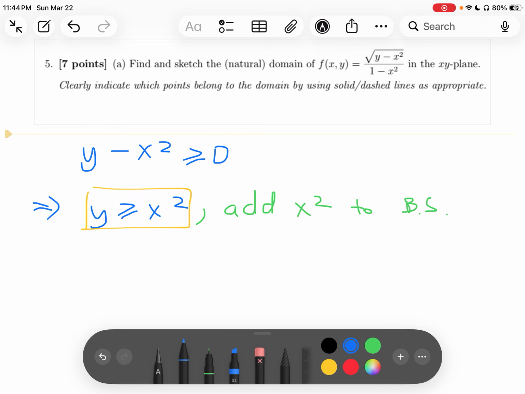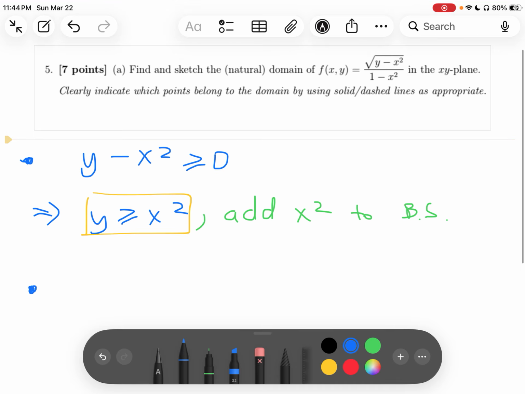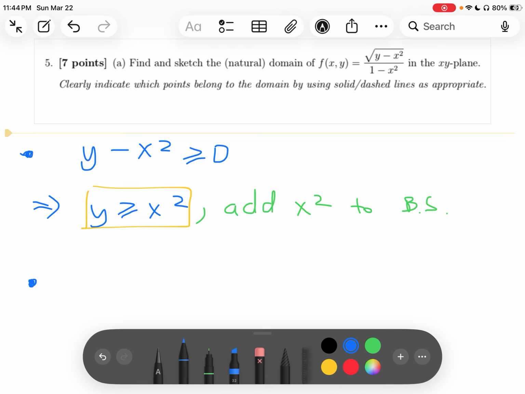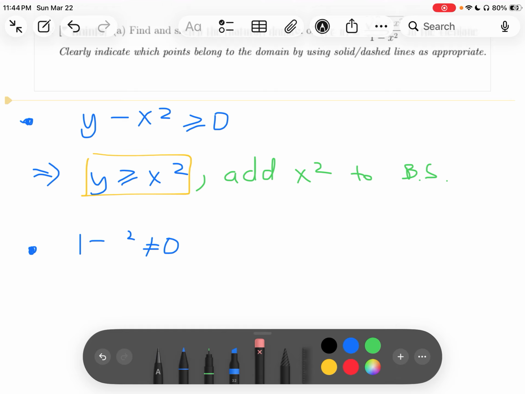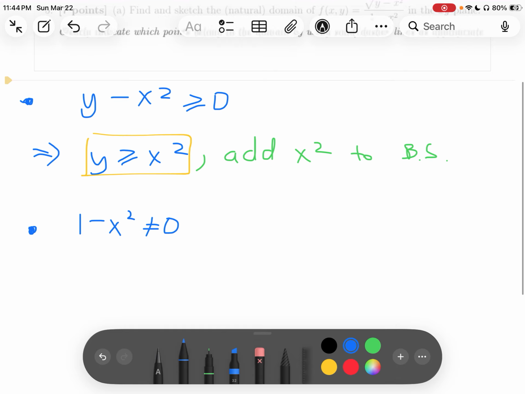The next one is we want to look at the denominator. This function only exists when the denominator does not equal 0, or this function does not exist when the denominator is equal to 0. So we have 1 minus x squared is not equal to 0. And what we're going to do here is isolate and solve for x. First we can bring this to the other side, so we have 1 is not equal to x squared. What I did there is I just added x squared to both sides.